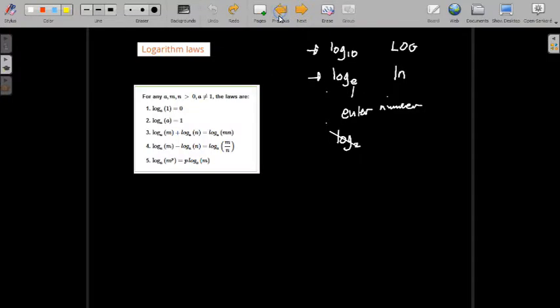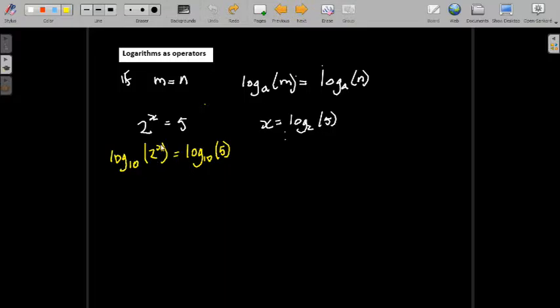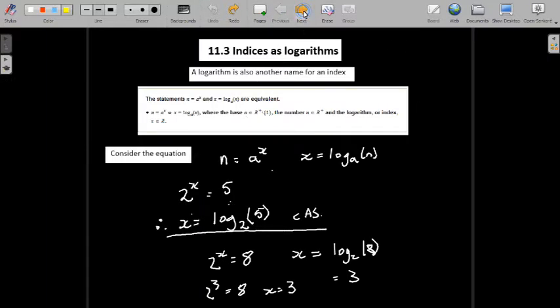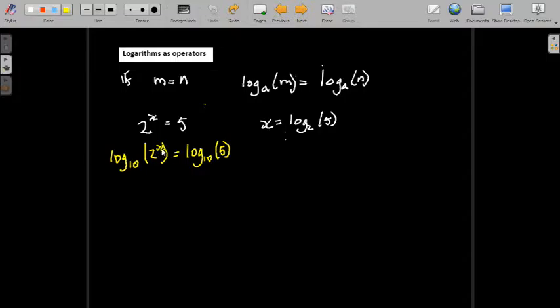using logarithm law number 5. Okay, so we've got something to the power of p, 2 to the power of x. Okay, so that's going to be p log a of m. So what we say is basically this power here comes down the front. So it'll be x times log base 2 equals log 10 of 5.